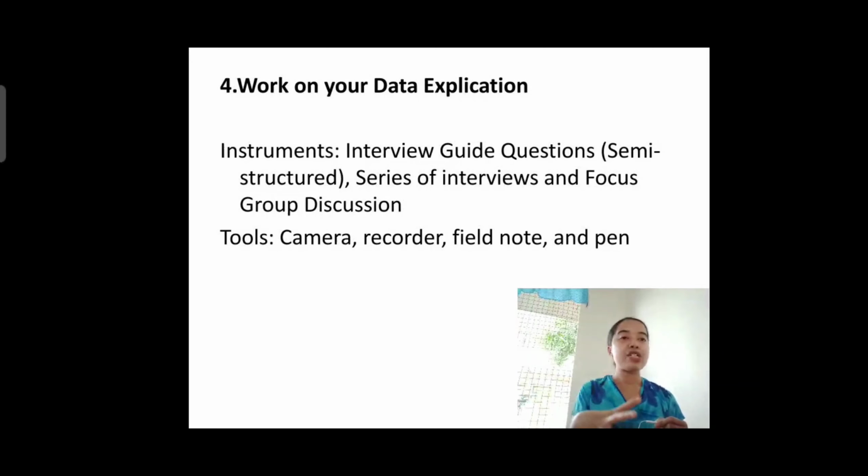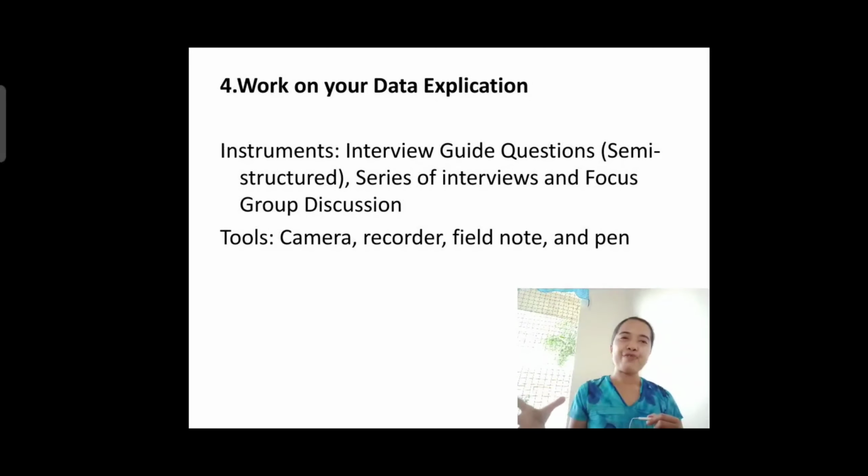This is a very interesting setup because during an interview with a group of conversation partners, there will be stories shared by one conversation partner that the other conversation partners could relate to. This way, you can saturate the data and gather richer responses from the group. The research tools that I used were a camera, recorder, field note, and pen.